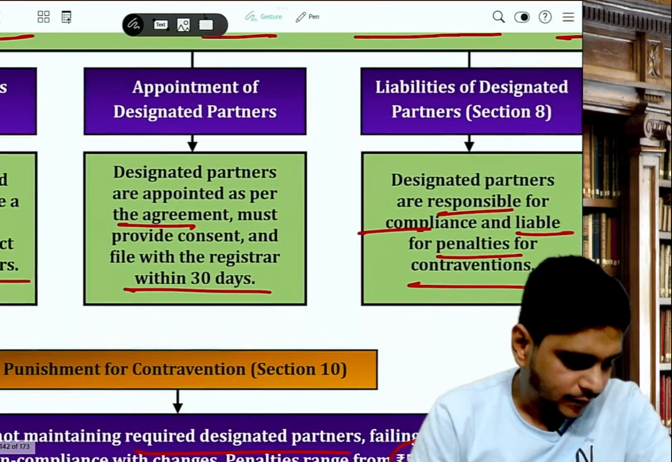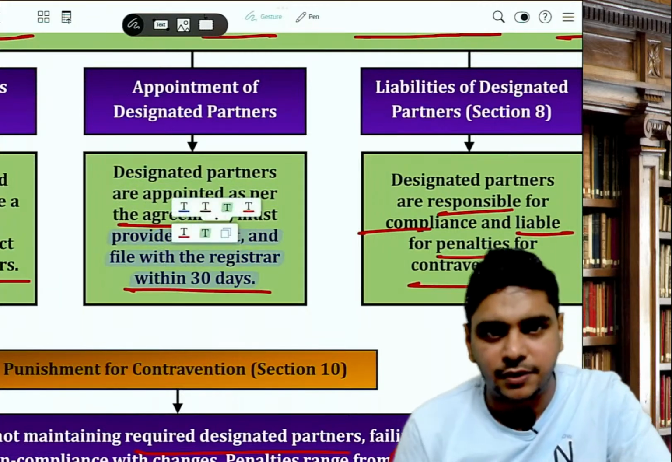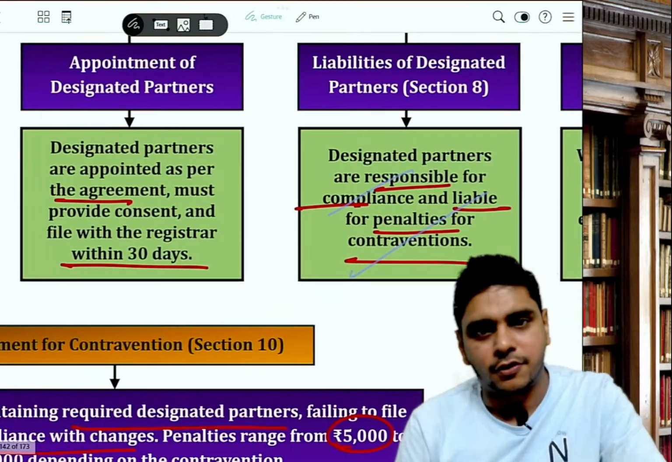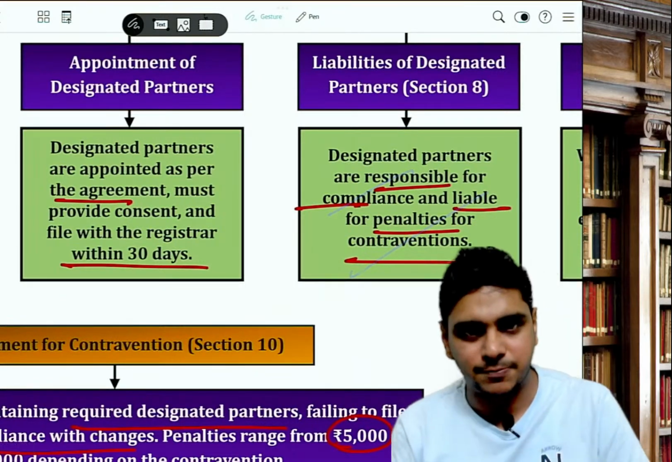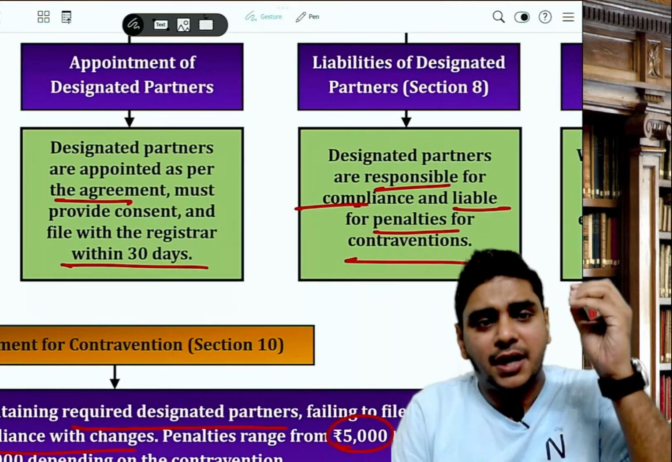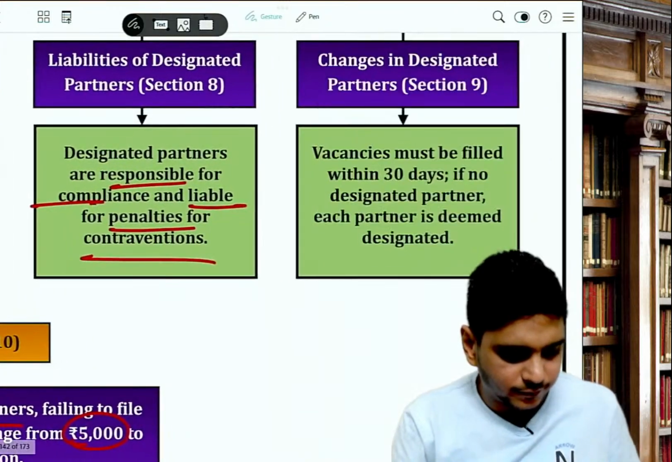Appointment of DP. DPs are appointed as per the agreement, must provide consent, and file with the ROC within 30 days. DPs are responsible for all the compliance and legal penalties for contravention. Partners are not responsible, DPs are responsible. However, partners are liable for the capital contribution, but for whatever contravention of the Act by the LLP, the DP is liable.